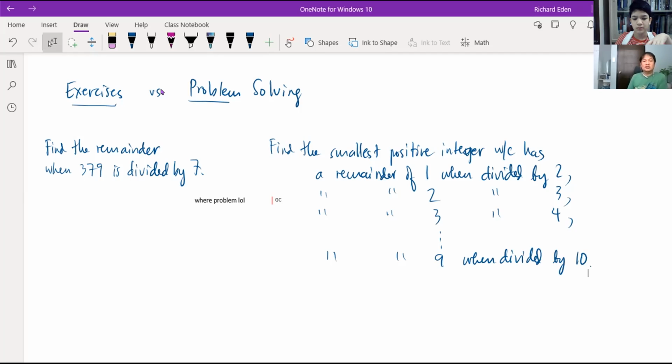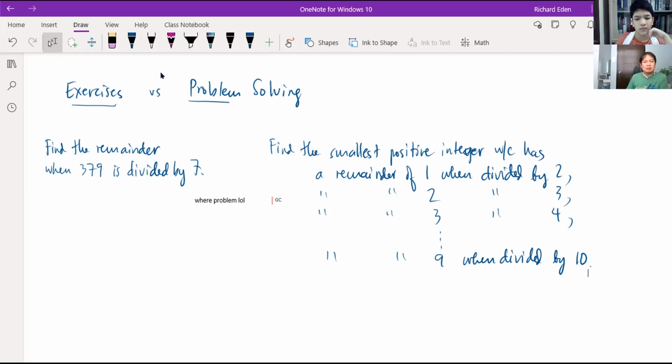Pero ang difference ng exercise and problem solving is that when you're solving a problem, you need to be more creative. You have different tools at your disposal, and it's up to you to decide how you're going to use these tools. So a problem is not so straightforward. It's like you're a detective using the different clues. You're not sure how to use them. So for example, because there's a remainder of 1 when divided by 2, you know this is odd.